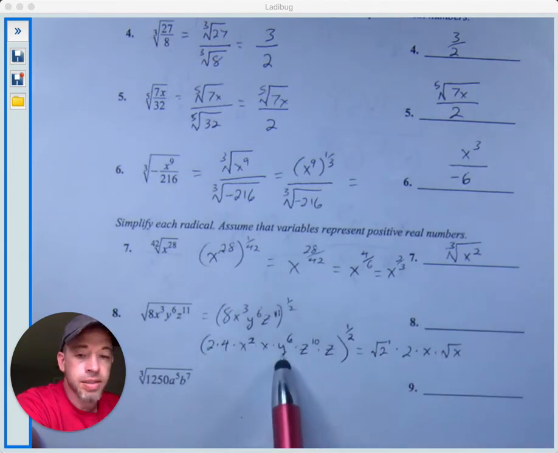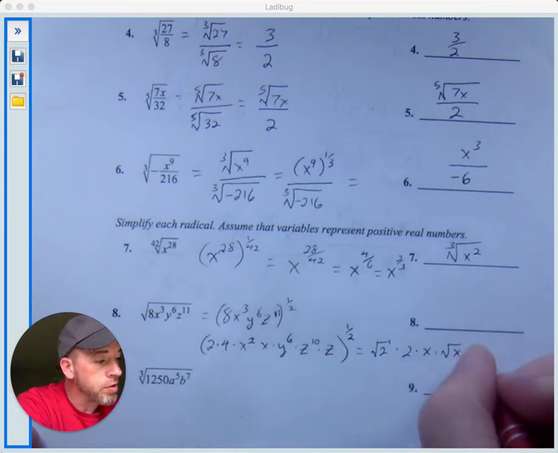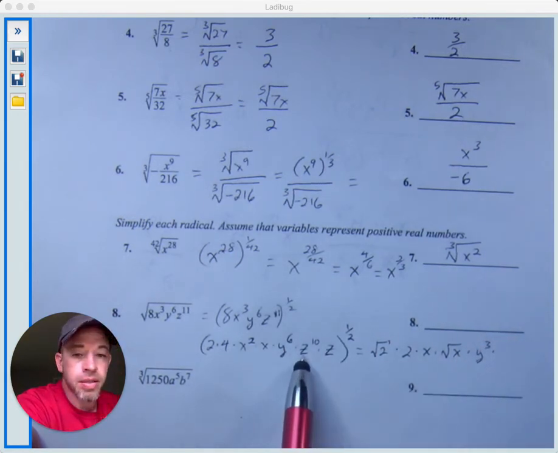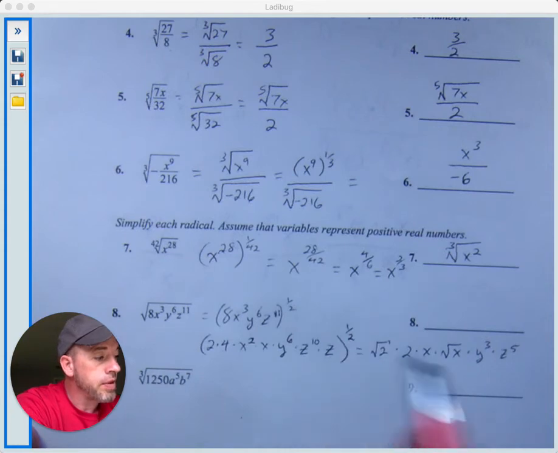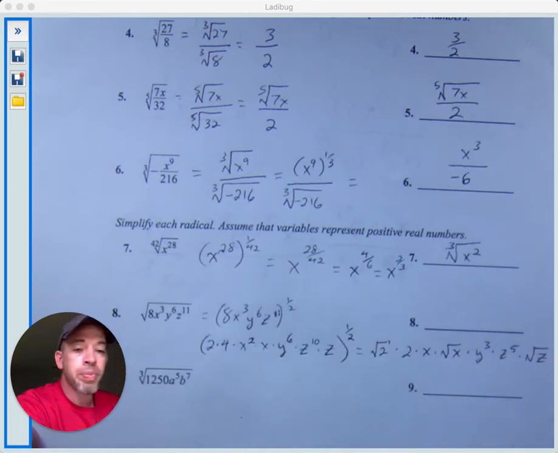Y to the 6th to the 1/2 would be y cubed. Z to the 10th to the 1/2 would be z to the 5th. And z to the 1/2 is the square root of z. All right, now we can put this all together.